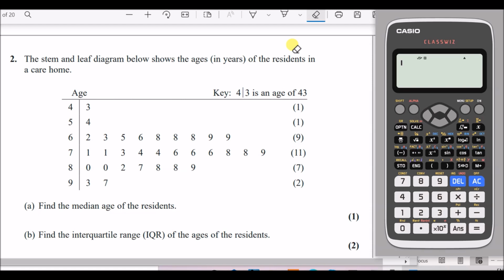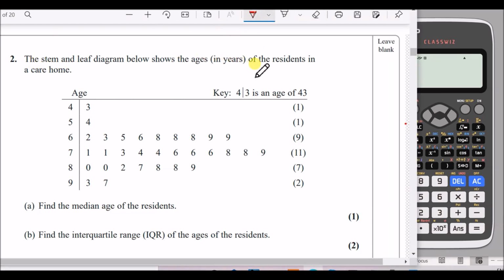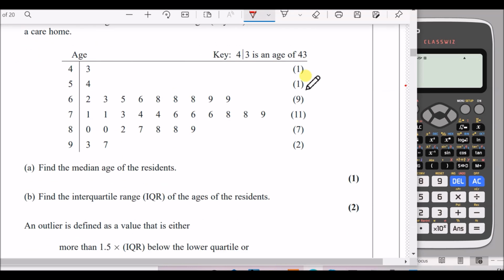Alright guys, number 2. The stem and leaf diagram below shows the ages in years of the residents in a care home. Just understand what this data is telling us. We have the ages over here. These bars tell you, for example, the age of one person, which is 43. The second one would be 54, and for the third row, we have 9 people aged between 62, 63, all the way up to 69. And this goes all the way up until 97. That's quite a lot of ranges.